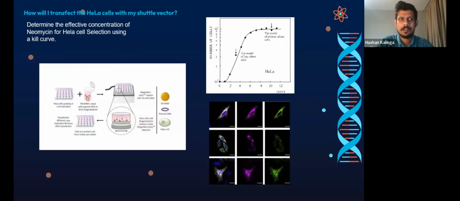Finally, we have to find out whether our shuttle vector is effective or not. Here we will determine the effective concentration of neomycin for selection using our kill curve. On the right side corner, you can find the kill curve. The kill curve is the most important part, to find out whether our vector is a transgene vector or not. After that, you can find the fluorescence images with respect to that.